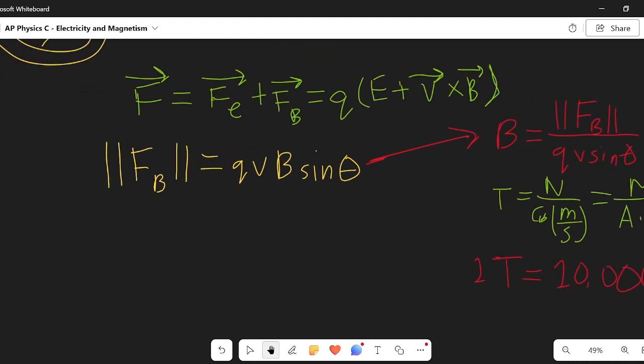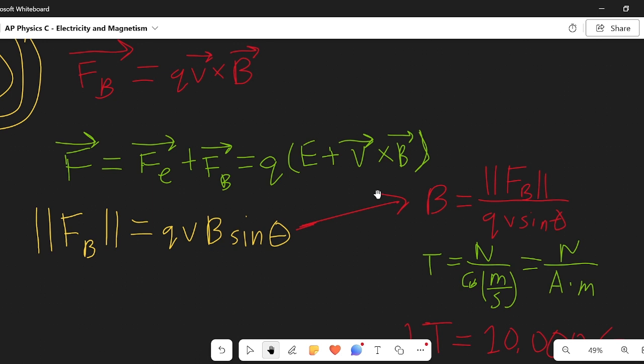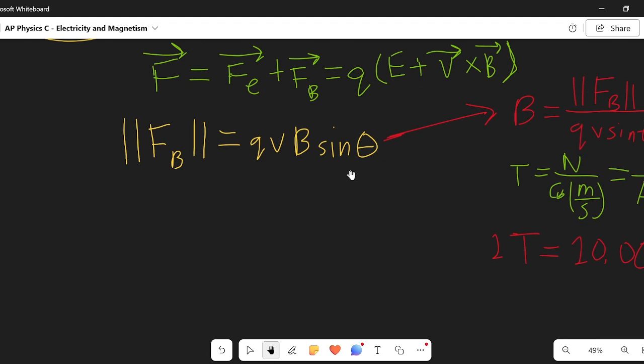So now let's go on. Right now we've already talked about the magnitude of this force. So in order to determine the direction, what we are going to do is a right-hand rule. For this, we actually get up and move a little.